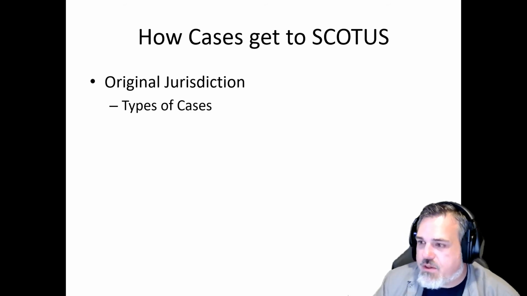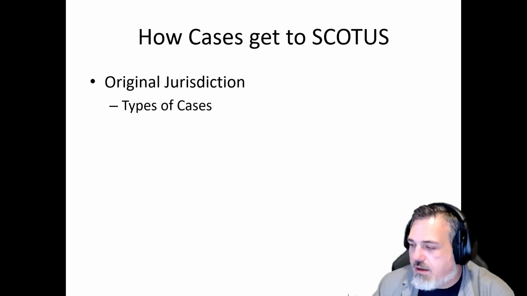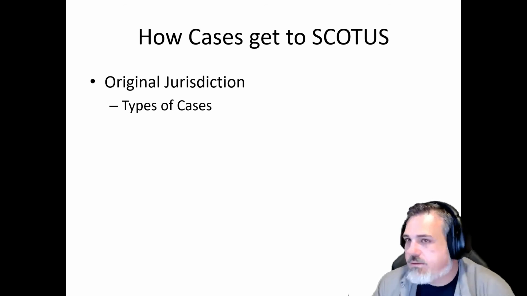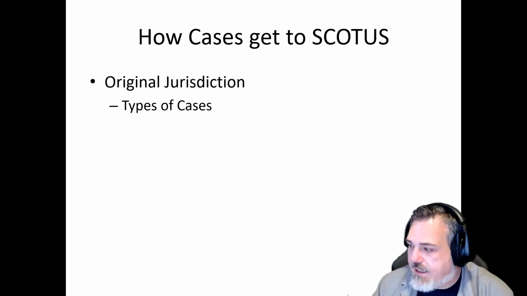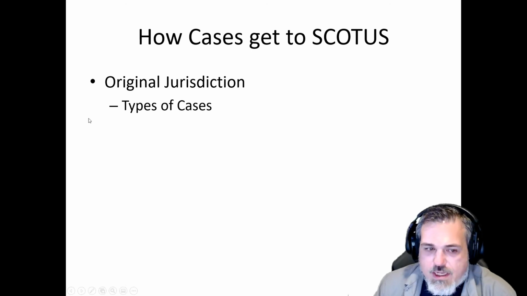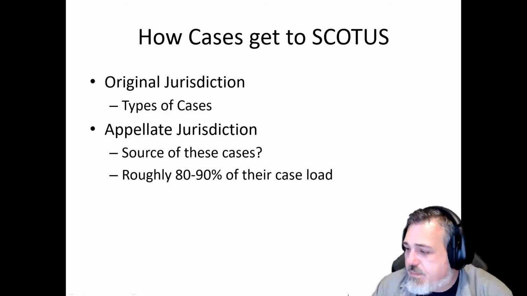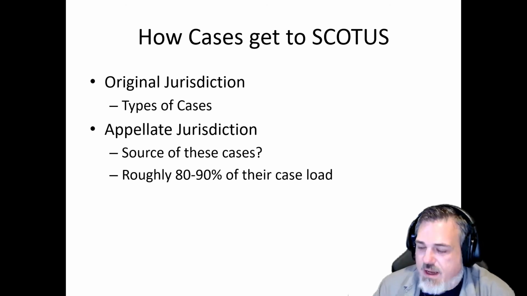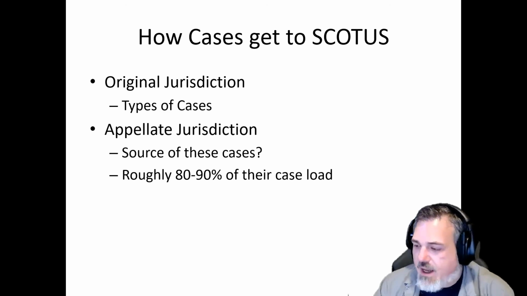In any given year, there's usually one or two original jurisdiction cases, and those cases usually are California and Nevada suing each other over water, or Tennessee and Kentucky suing each other over water. That's usually it. And the Supreme Court has to hear those cases because they're mandated in Article 3. Past these original jurisdiction types of cases, the Supreme Court has appellate jurisdiction, which means that it hears the vast majority of its cases on appeal.